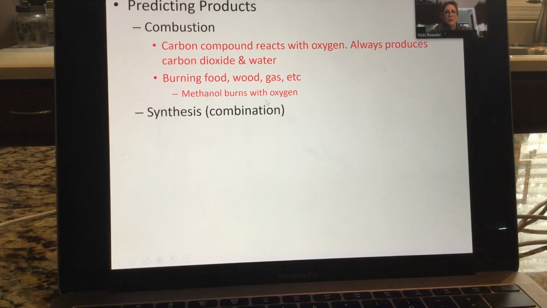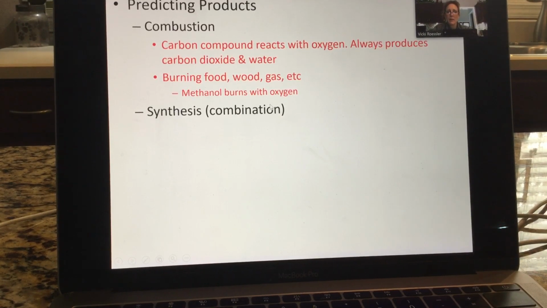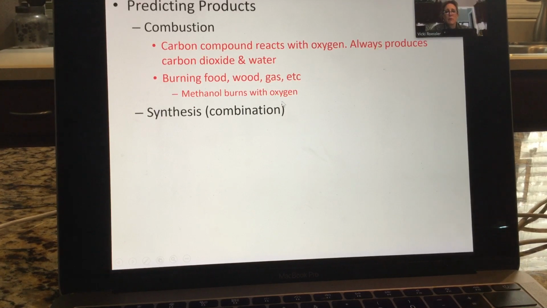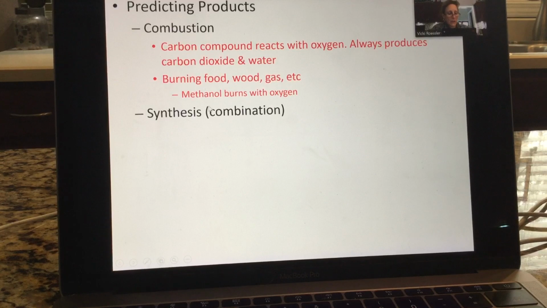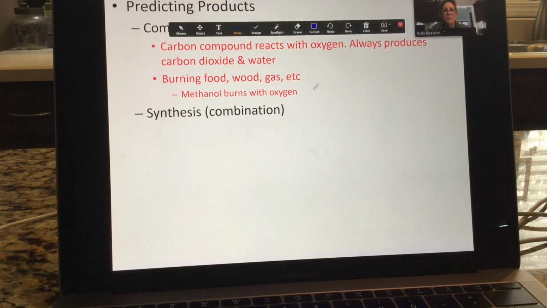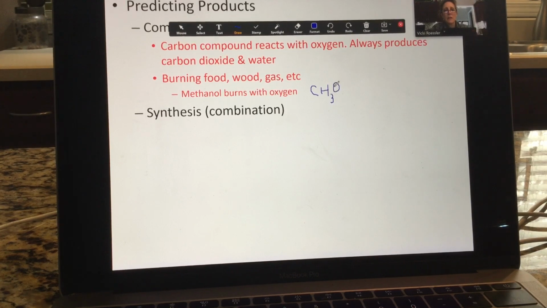So here's an example, and this is again what all your future homeworks will look like, giving you the reactants only. Here we have methanol burning with oxygen. Now methanol is not one of the alkanes, so if this were on your homework or test or quiz, I would give you the formula for methanol, which is CH3OH. You only have to know the alkanes. Any others, I will tell you what those formulas are. So CH3OH, and then our other reactant is oxygen.